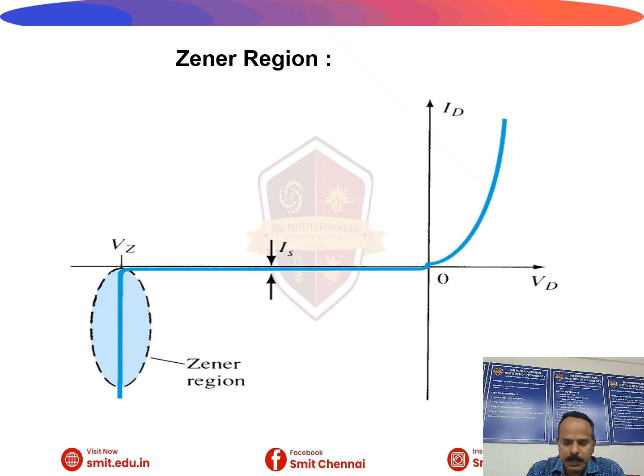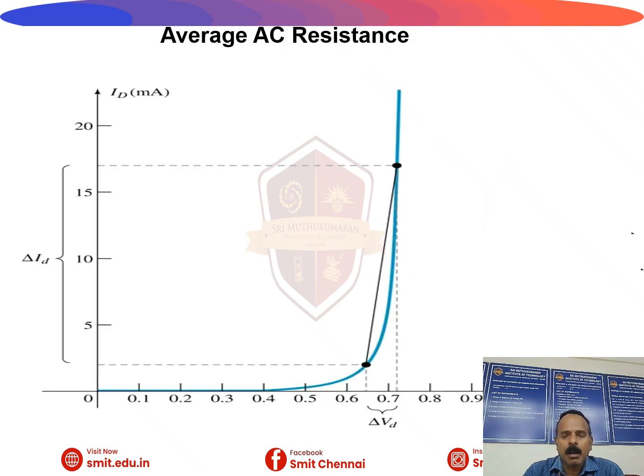The breakdown voltage depends on the width of the depletion region, which in turn depends on the doping level of the impurity concentration. The more heavily doped the diode, the lower will be the breakdown voltage. Now next we will see about the average AC resistance and how it is going to be calculated.